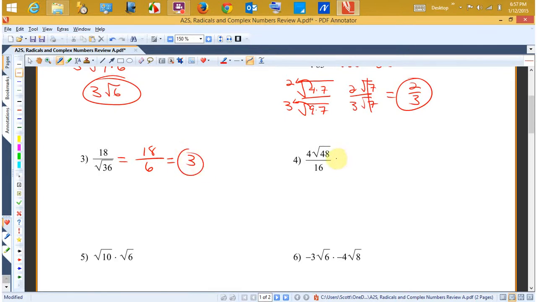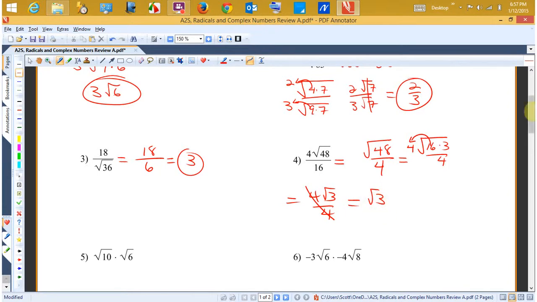Okay, let's do the next one. Before I even start simplifying my square root, I see that I can divide 4 into 16. So this is going to be the square root of 48 all over 4 right away. So I've already made some simplification. Now let's take the square root of 48 and see what we can get out of that. The square root of 48 is 16 times 3, and the 16 is a perfect square. It comes out as a 4. So now I have 4 times the square root of 3 all over 4. The 4's cancel, leaving me with the square root of 3.